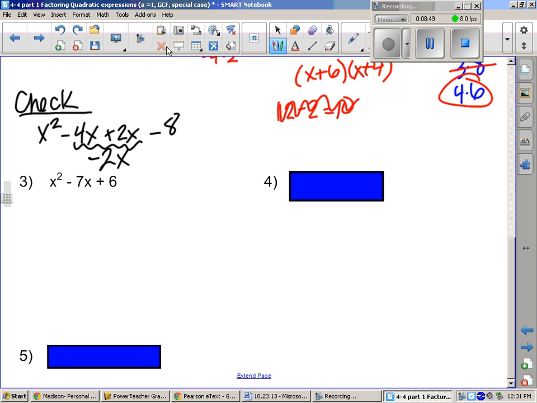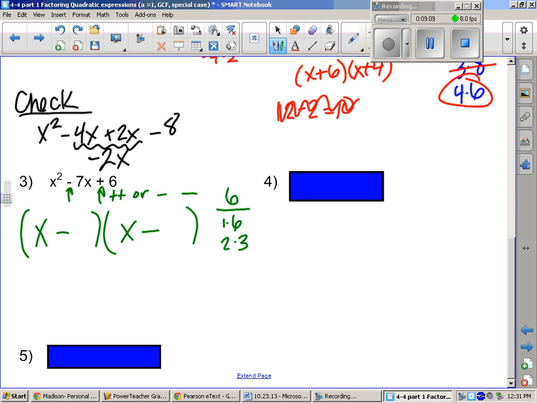Doing another one. Drawing our parentheses. This time, C is positive. So options are plus plus or minus minus. And we look back here. That's going to determine what we need. Factors of 6 are 1 and 6 or 2 and 3. Okay, I want them both being negative to add up to get negative 7. Gotta be the 1 and the 6.